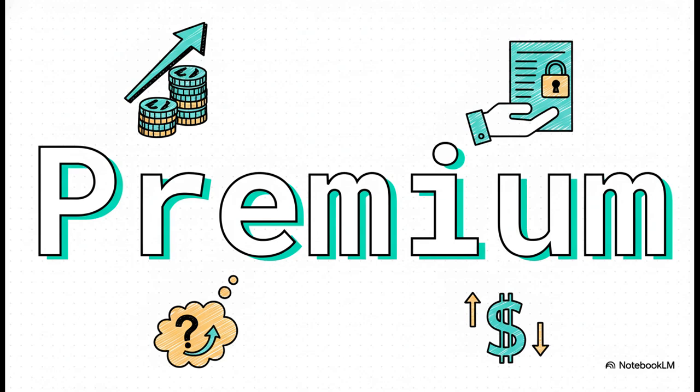See, with an option, you get the right, but, and this is crucial, not the obligation, to buy or sell something later on. And to get that amazing flexibility, that power to choose, you have to pay a little something up front, and that fee is called the premium. This right here, this is the secret sauce, the one thing that makes options fundamentally different from futures.